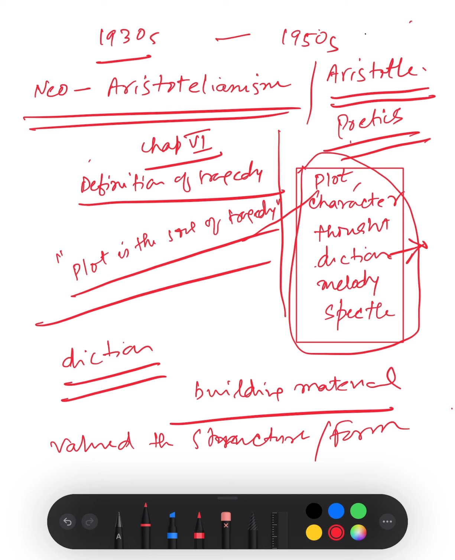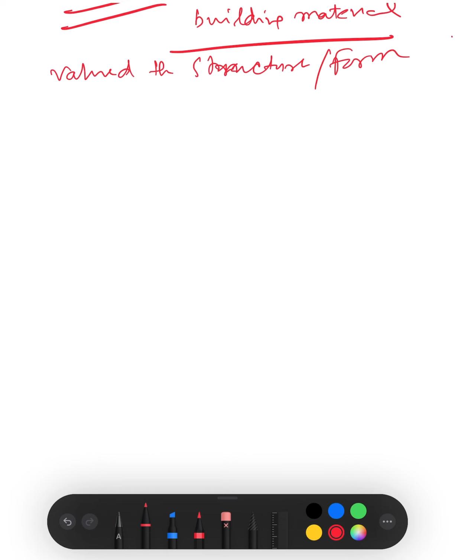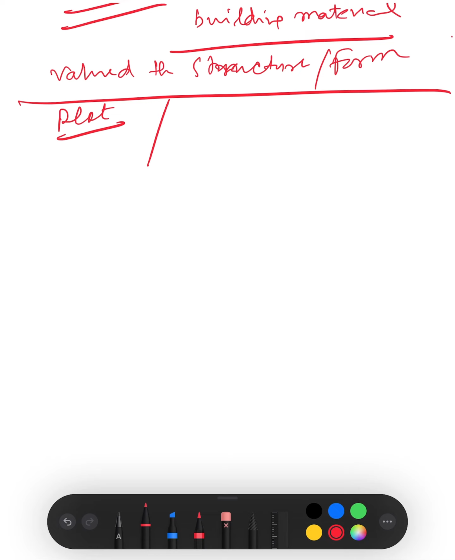And I have told you that this is the hierarchical pattern of Aristotle's narrative elements. The plot is at number 1. According to Aristotle and according to these Chicago critics, the most important aspect of a work is plot. I told you Aristotle says plot is the soul of tragedy. Followed by character, then thought, then diction. Aristotle's last 2 aspects are melody and spectacle. They are less important to the Chicago School.